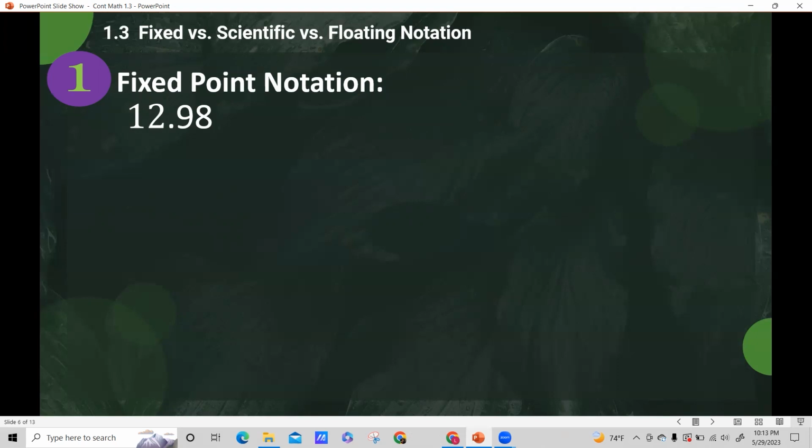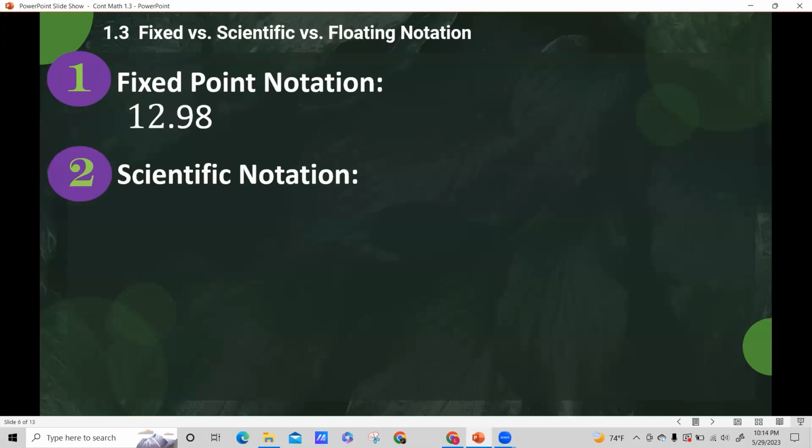So the typical way that you write numbers every day is known as fixed point notation. So what you see right here, 12.98, that is called fixed point notation. That is what you commonly already know, you just didn't know that it was called fixed point notation. Now, the second way is scientific notation. You probably remember learning this, it's probably been a long time.